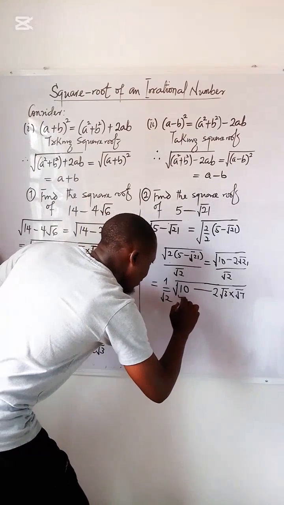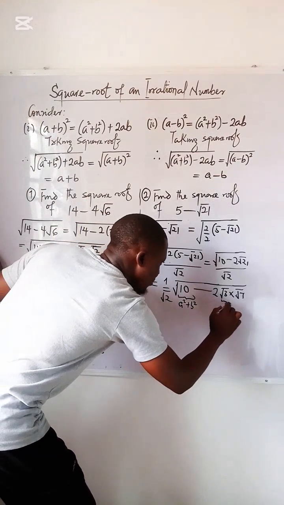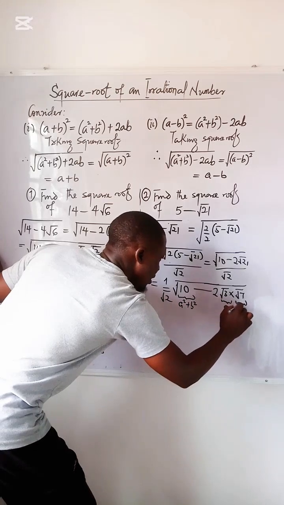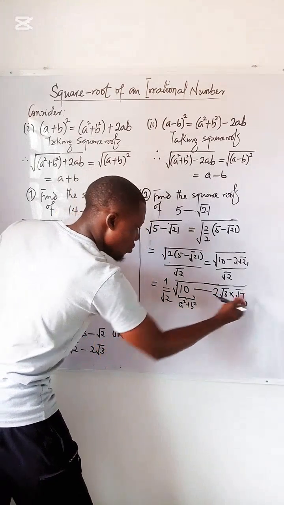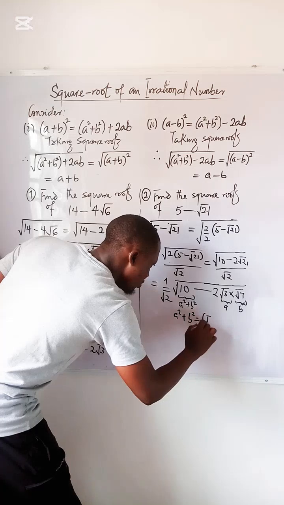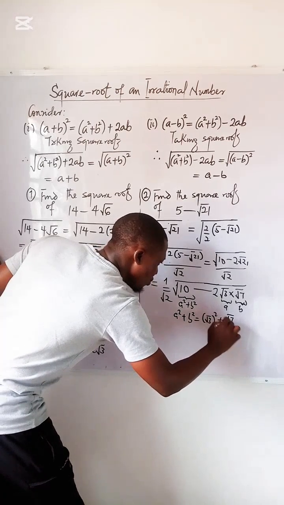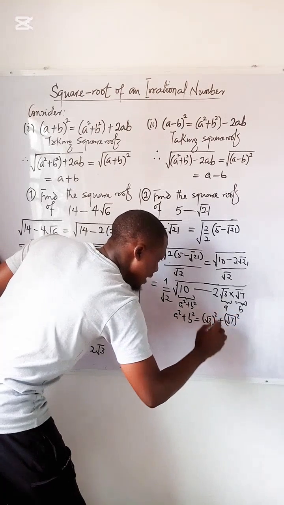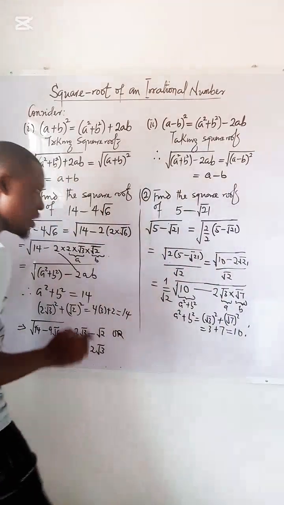Now, let's see. That shows that this is our a square plus b square from our expression. Let's see if this is a and this is b. Can we say that a square is 3 and b square is 7, so that a square plus b square, root 3 squared plus root 7 squared, would give us 10? Yes. This is 3 plus 7, which is equal to 10. We are right, isn't it?